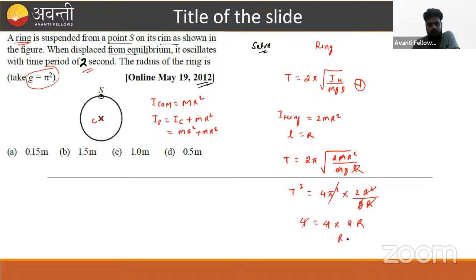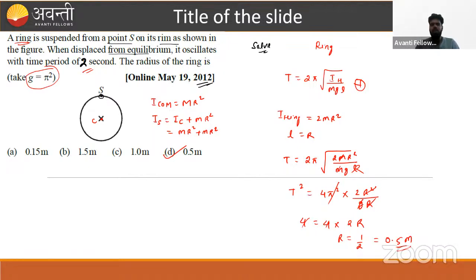What is this value? r = 1/2. So what is the correct answer? 0.5 meter. Option D is absolutely correct. So what we observe here is the concept behind such type of problem. If you know the concept and how to apply the formula, we can definitely solve the problem within 50 seconds, or 30 seconds; that depends upon your speed also.